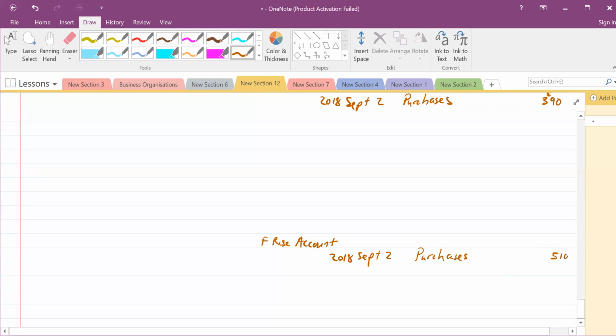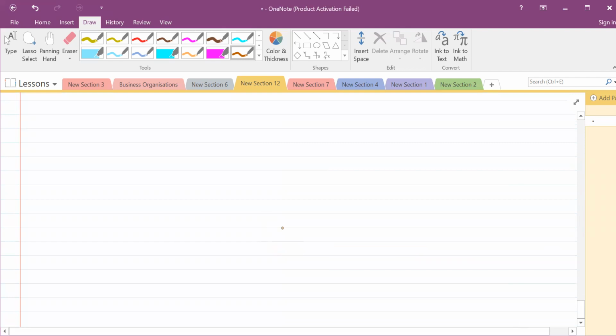And then we open the other account of that other individual, P Lee. So we have P Lee's account. On the credit side, 2018 September. Remember, you have a date column, a details or narration or description column, and then we write purchases, and the date there is the 2nd, and the purchases are 280. Right, we've completed the double entry.